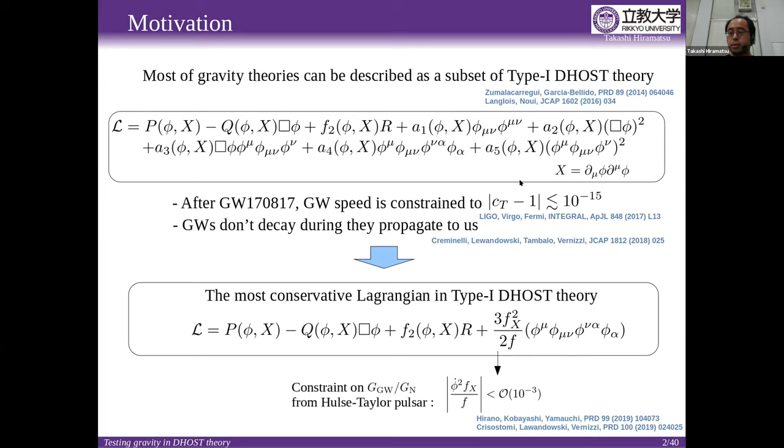Starting from this action, the recent observations of gravitational waves by the LIGO and Virgo observatories have put strong constraints on these actions. Taking these constraints into account, the action can be reduced to this simpler form. Moreover, the higher order derivative term, I mean the last term, has been constrained by these works through the long-term observations of Hulse-Taylor pulsar. So our gravitational theory becomes a very simple form.